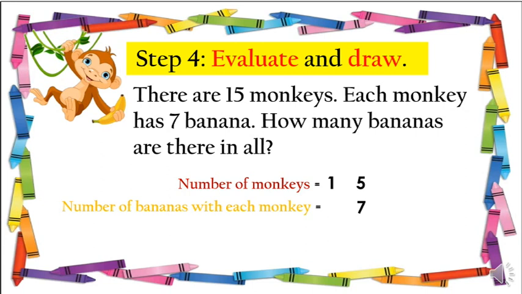Now find out the operation used to solve the word problem. Correct. Operation used is multiplication. So the statement: number of monkeys is equal to 15 and number of bananas with each monkey is equal to 7. So students, what is the total number of bananas?